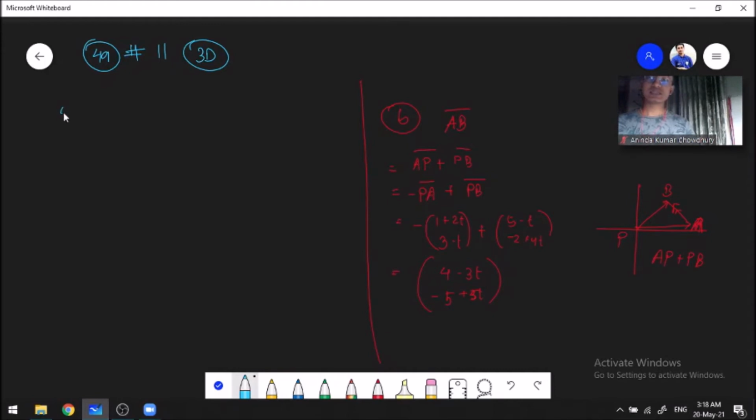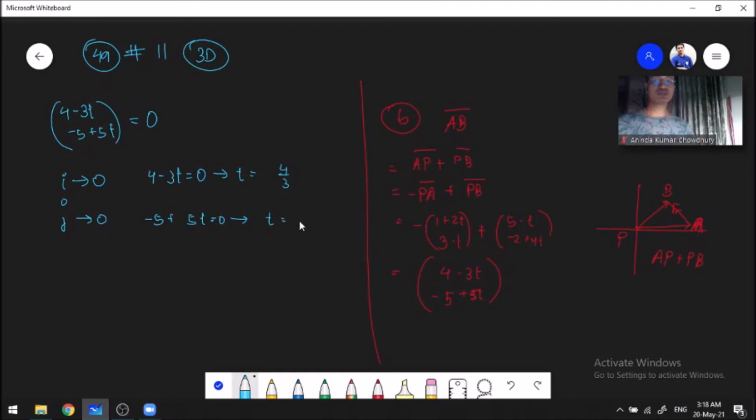So whenever this displacement becomes zero, at that time the two ships will collide. So for this whole thing to become zero, our I component will have to be zero, which is 4 minus 3t is equal to 0. From there we get a value of t to be 4 by 3. Similarly, our j vector will also have to be 0. This is the j vector, that is minus 5 plus 5t is equal to 0. From there we can get our value of t to be 1.